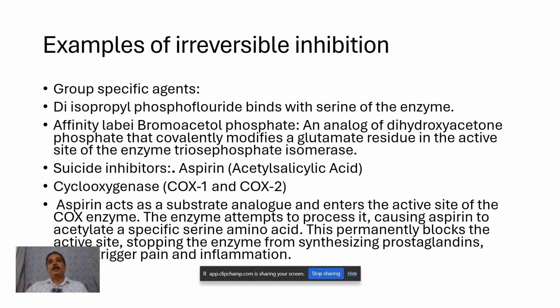So to recapitulate, enzyme inhibition is of two major types. One is reversible, in which covalent bonds are not formed. Only non-covalent interactions are established between the enzyme and the inhibitor, just like a substrate. Whereas in the case of irreversible inhibition, covalent bonds are formed between the enzyme and the inhibitor, and this causes the permanent destruction of the enzyme.